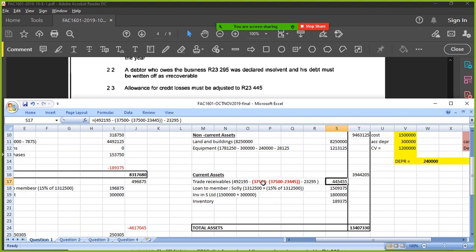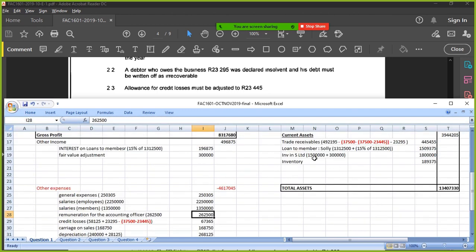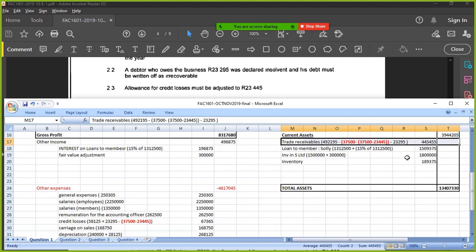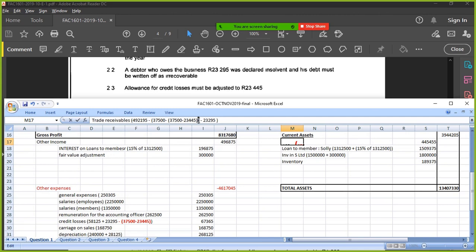So the difference was 14055. In my workings, what I wrote down was debit allowance and credit loss. That's correct. You're debiting the allowance and crediting the credit loss. I minus it there, but I added it here. No, you can't add it. Why are you adding it? You're adjusting the allowance, so it's a separate working. There's a bracket here. Can you see the brackets? You have to show this as a separate working.